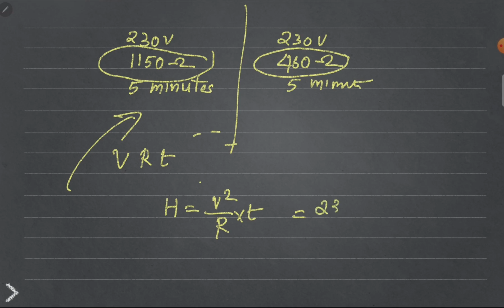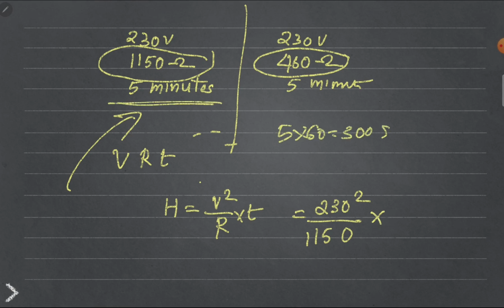1150 into 5 minutes. You have to convert it into seconds, that is 5 into 60, equal to 300 seconds, into 300. In the second column, or for heater B, the only change is in the value of resistance. If you substitute that as shown in the textbook, the answer will be 13,800 joule for the first heater and 34,500 joule for the second heater.